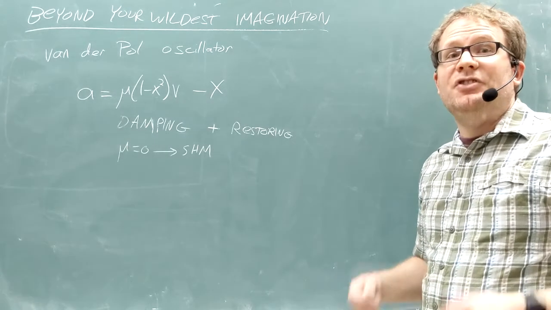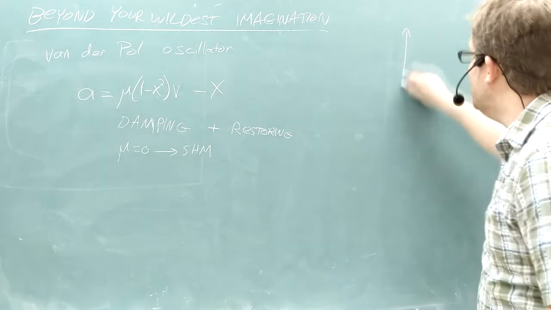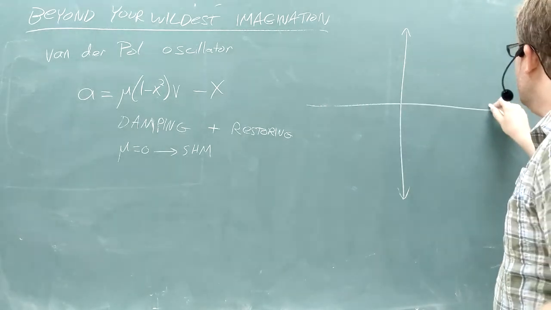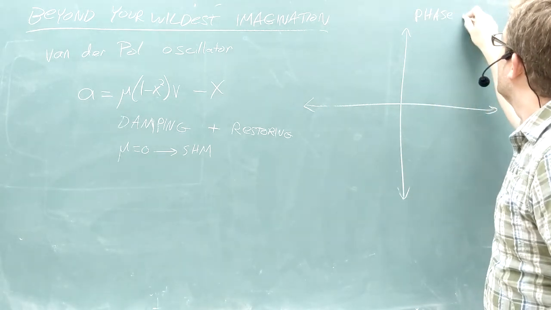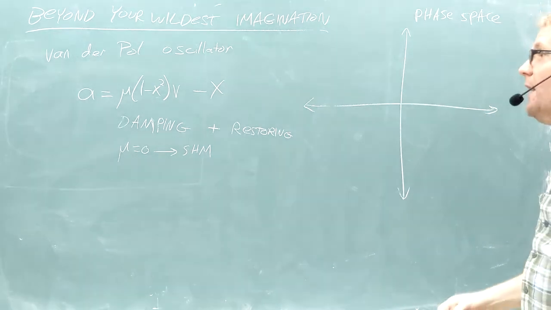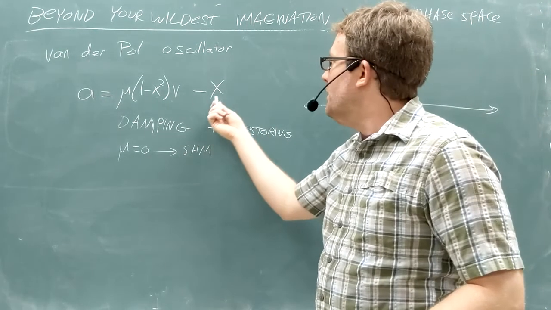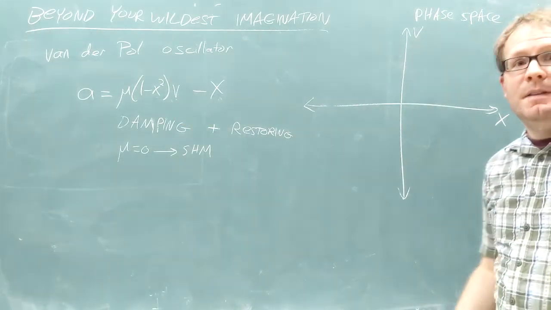Before we go to the code, I want to get a general idea of how this oscillator is going to behave. So we're going to take a look at the phase space plot. All right, so phase space is very interested in looking at the two dependent variables, your position and your velocity. So you graph your velocity versus your position.